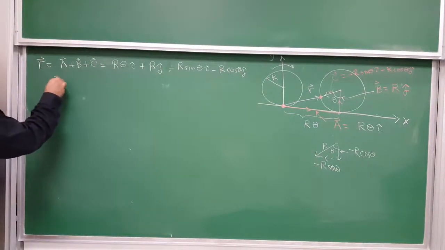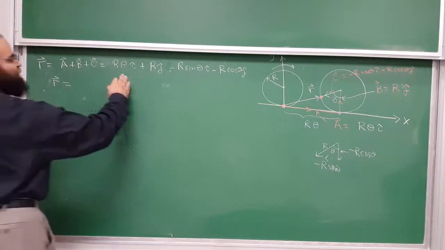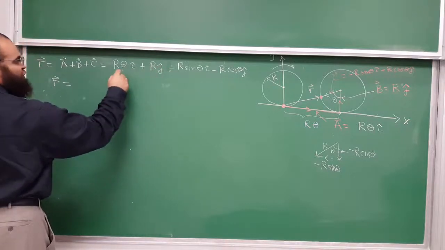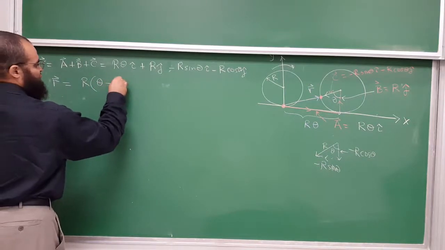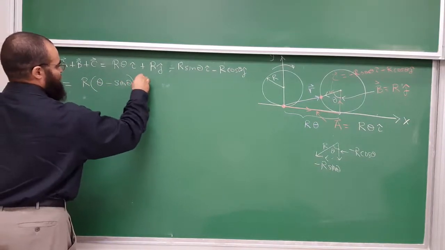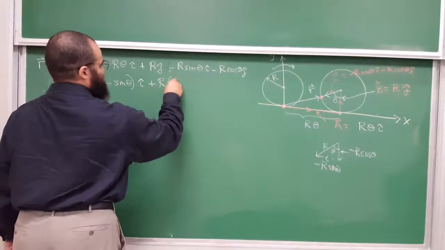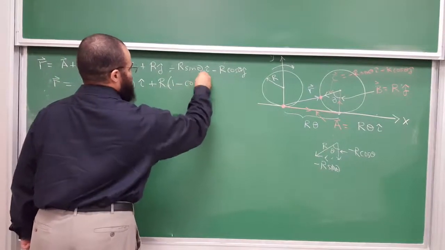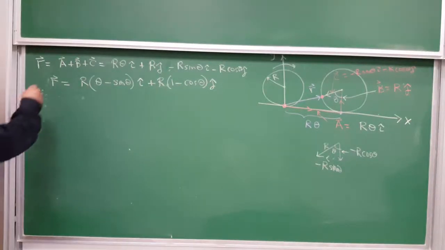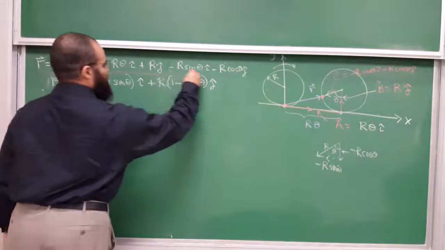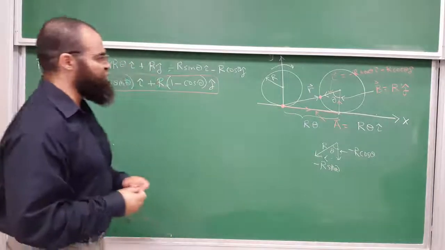So the vector r, the position of that red dot that we're tracing, let's put the i hats together. I will factor an R. So that gives me R times theta minus sine theta i hat, plus, now these two, factor the R out, and have 1 minus the cosine of theta j hat. So that's the position vector of a point on the rim that started at the origin as the wheel started to rotate. That's the position vector.